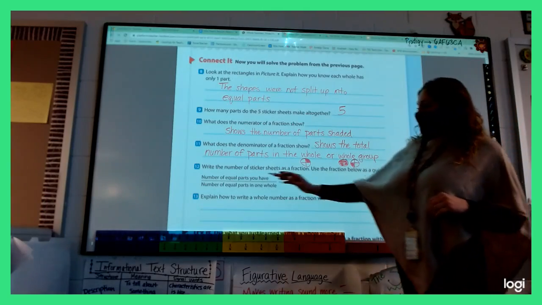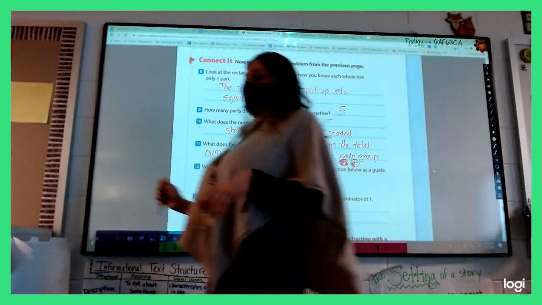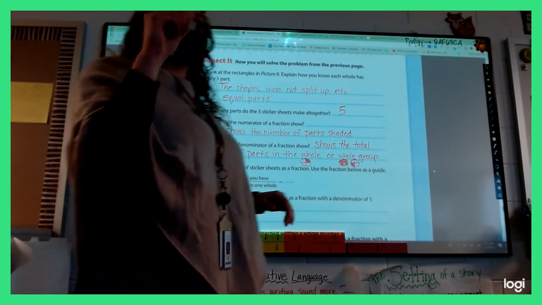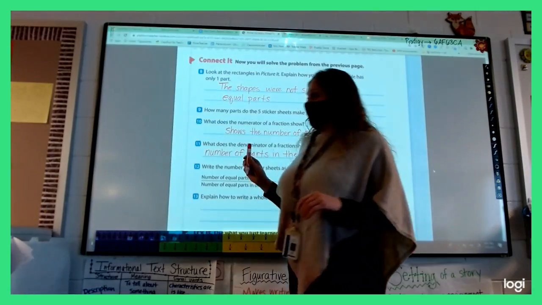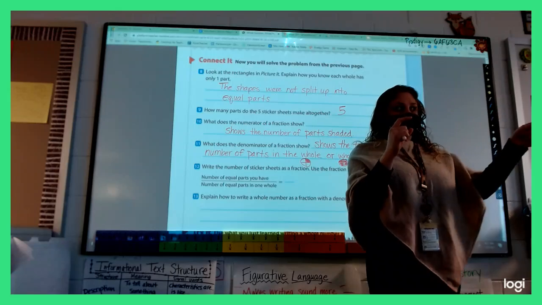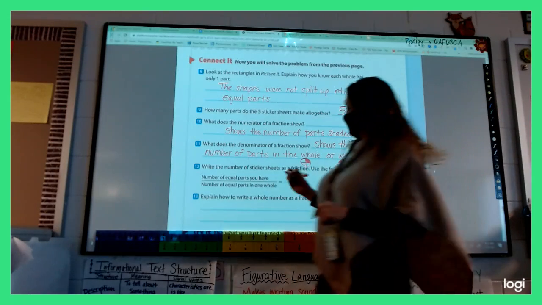All right, so the number of equal parts we have. Let's look back at our stickers. How many equal parts did we have? Well, actually, I like to start with my denominator. That's just kind of how I am. The denominator is always how many equal parts your shape is split into. So look at one square. How many parts are we splitting our shape into? 1. Okay? We already actually wrote this.